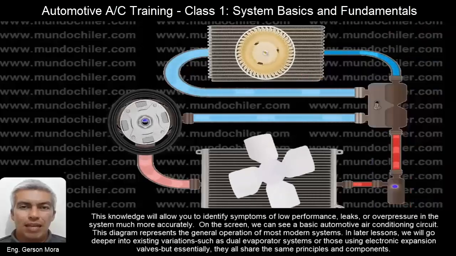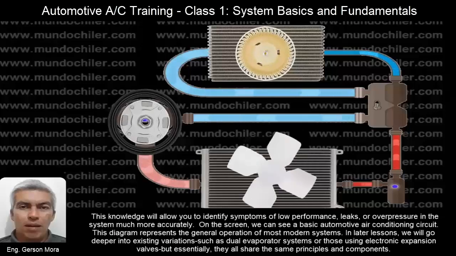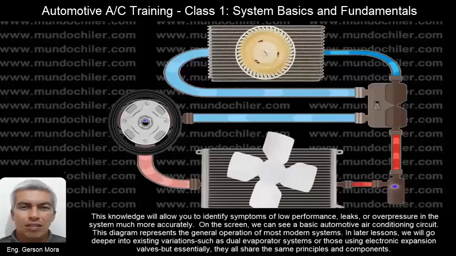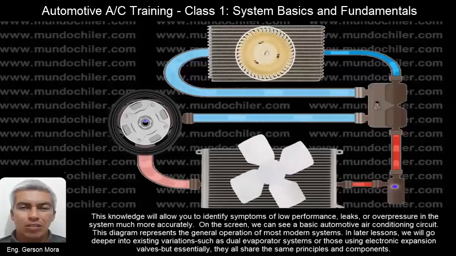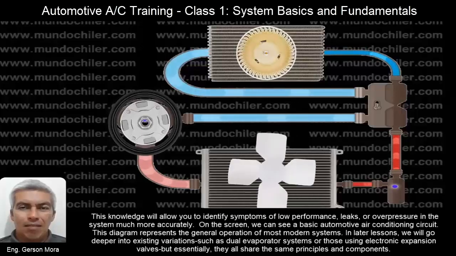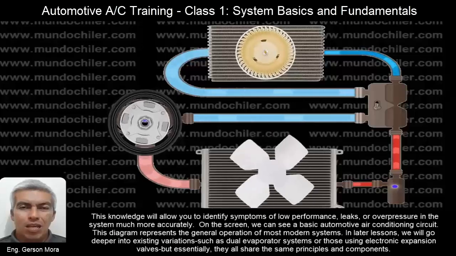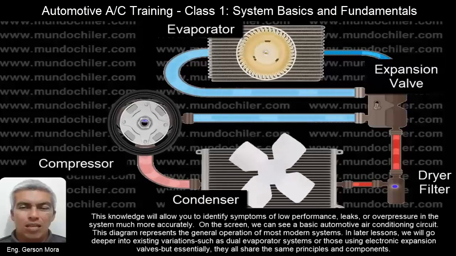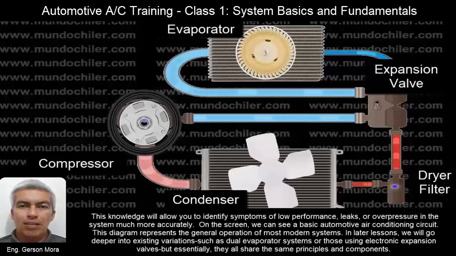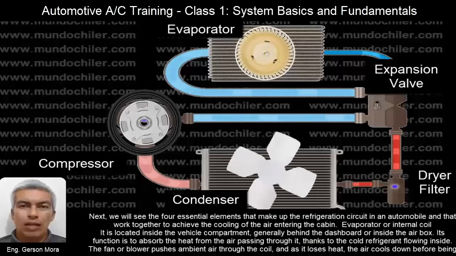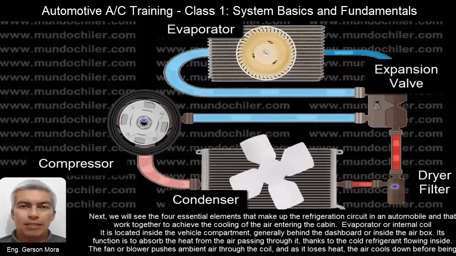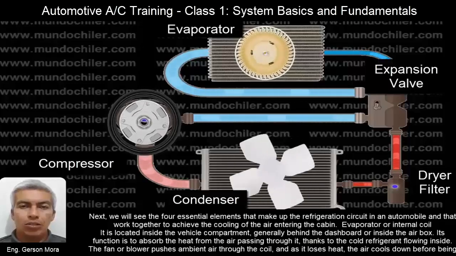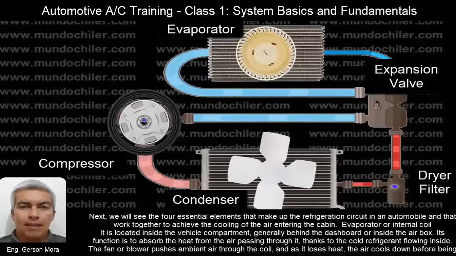On the screen, we can see a basic automotive air conditioning circuit. This diagram represents the general operation of most modern systems. In later lessons, we will go deeper into existing variations, such as dual evaporator systems or those using electronic expansion valves, but essentially they all share the same principles and components. Next, we will see the four essential elements that make up the refrigeration circuit in an automobile and that work together to achieve the cooling of the air entering the cabin.